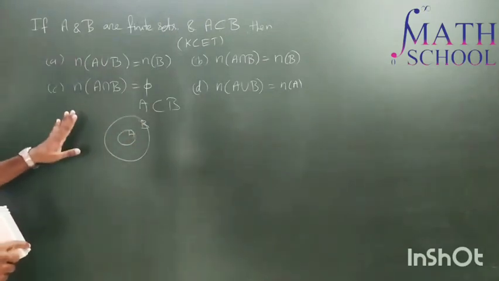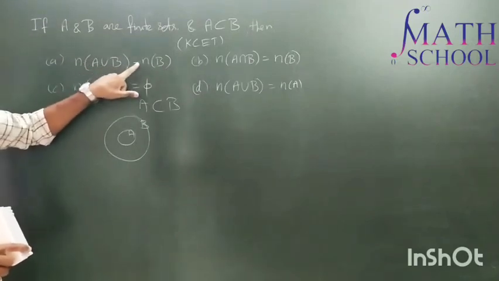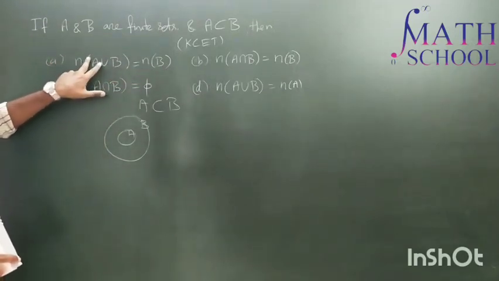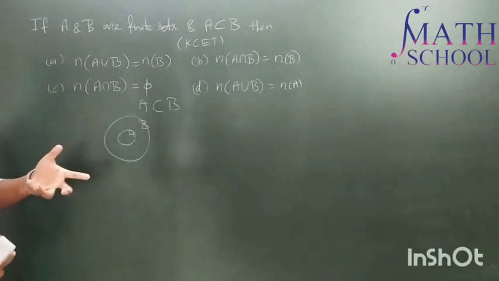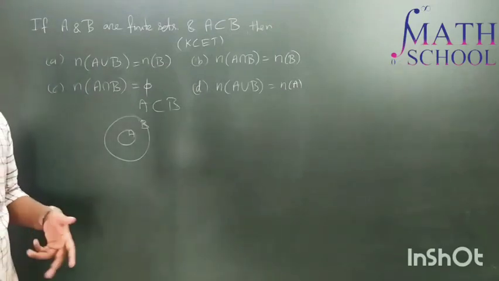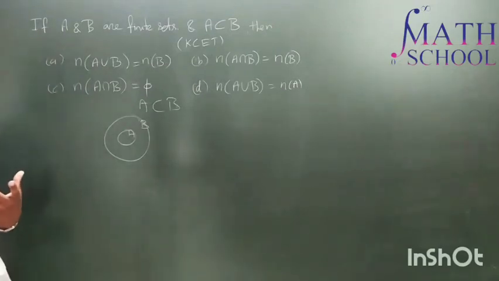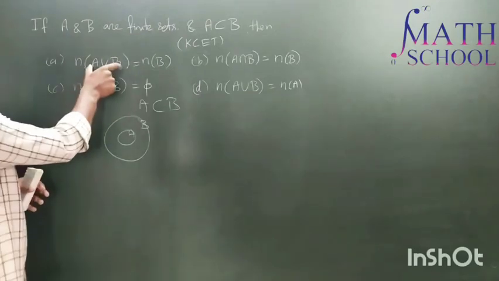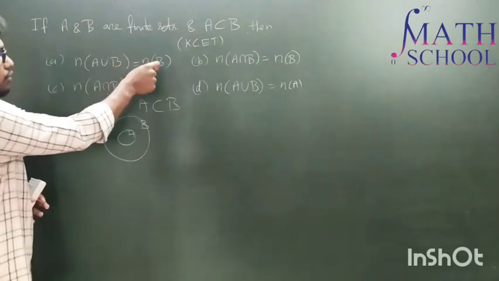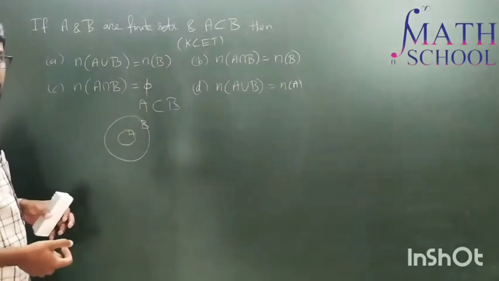What does the first option say? N of A union B is equal to N of B. What is N of A union B? A union B is a set. N of A union B means the cardinality of A union B, that is the number of elements in A union B. So they are saying the number of elements in the set A union B is equal to the number of elements in the set B.